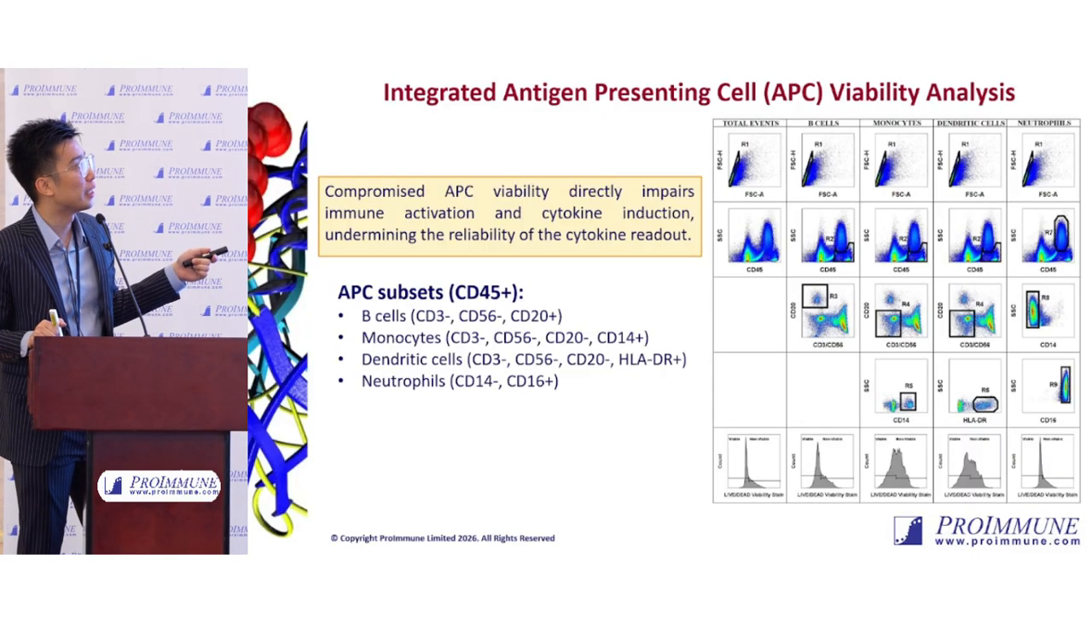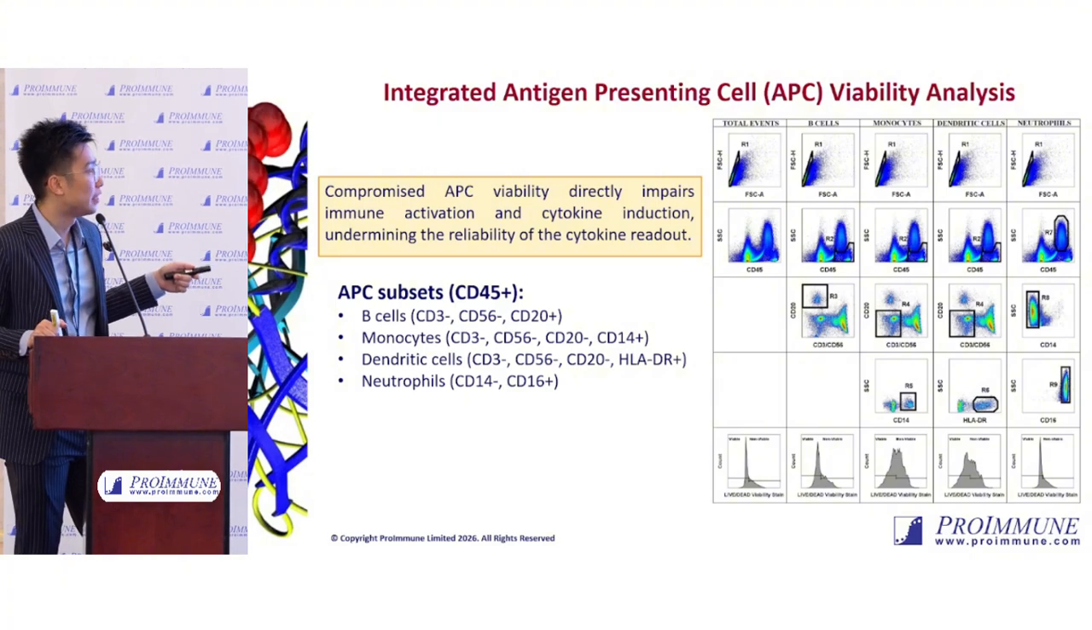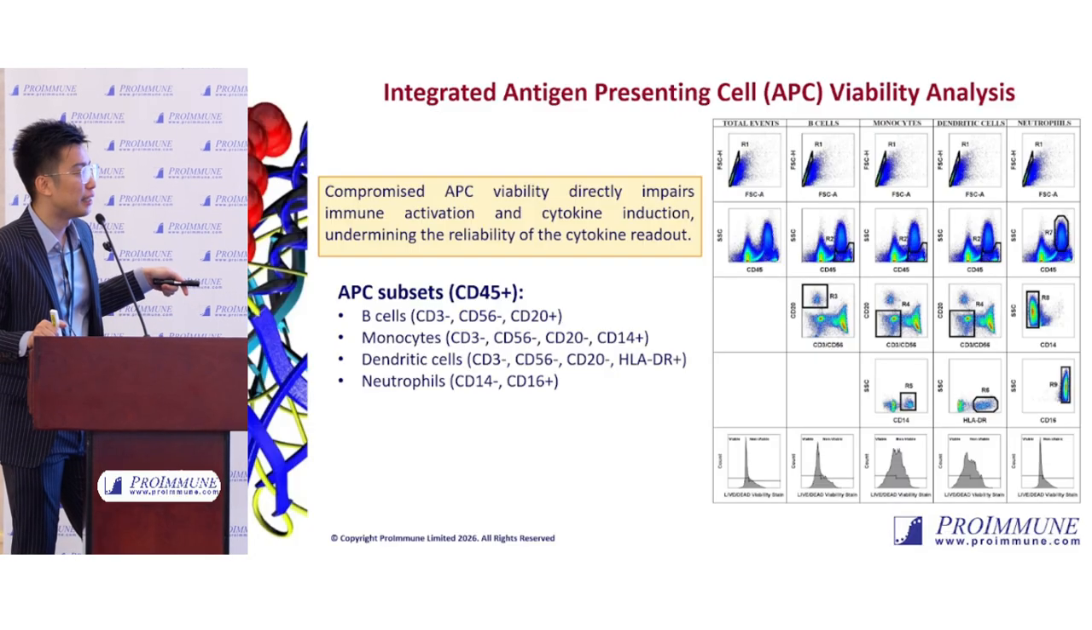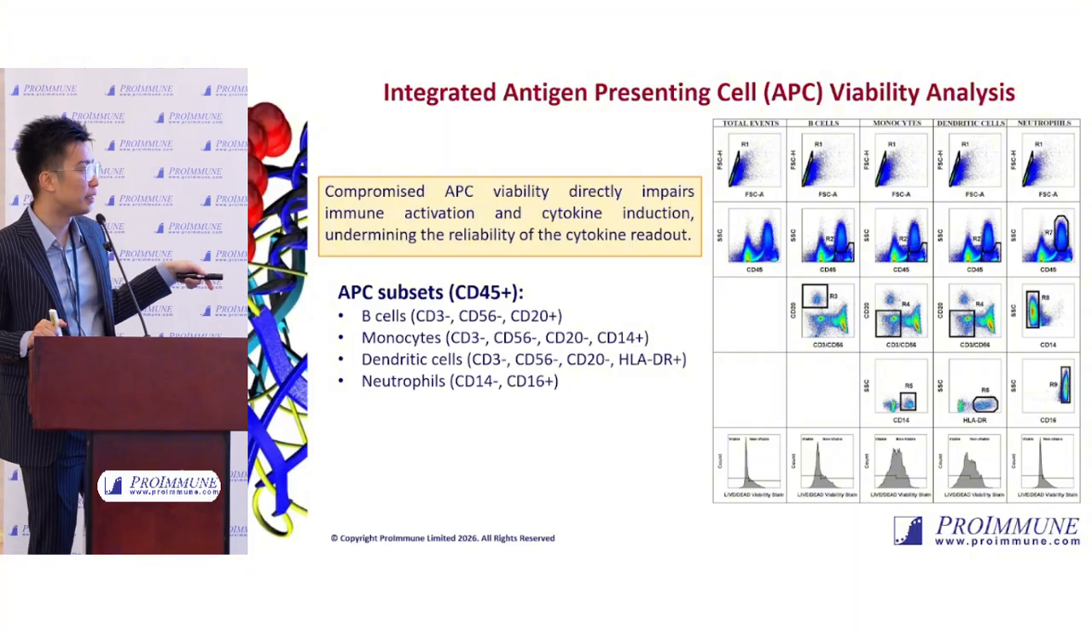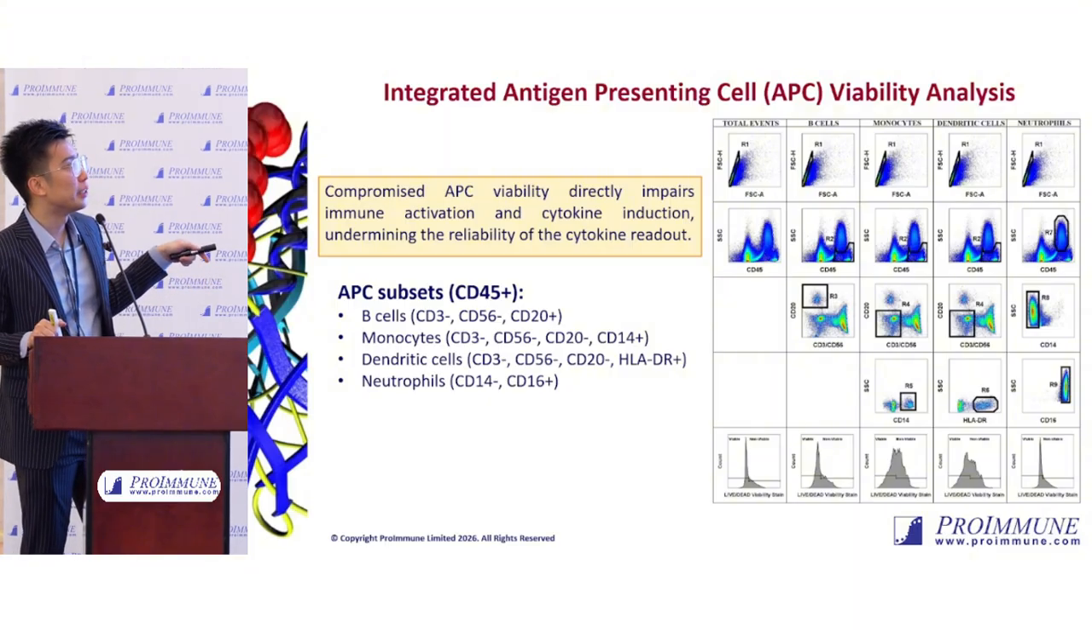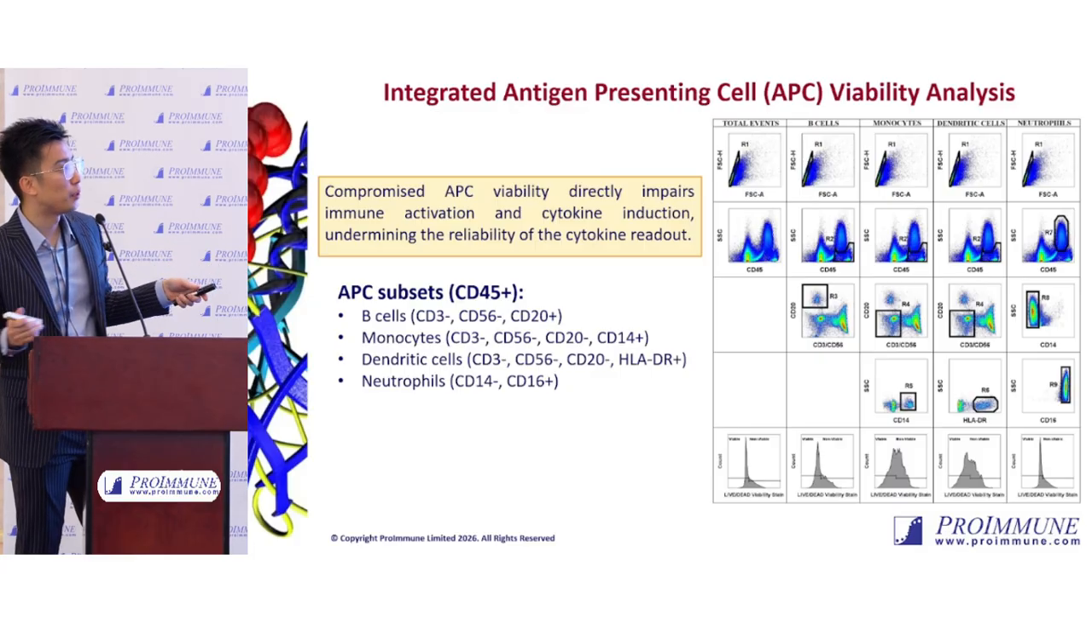So one example would be your B cells. We look at CD45, and then afterwards we look at CD20 positive and CD3 negative, and then after that we look at the live/dead viability stain. In this case, we are looking at the low frequency because these stains are only taken up by the dead cells, so you want it to be as low as possible to show the viable cells. And this is repeated for the different subsets as well.